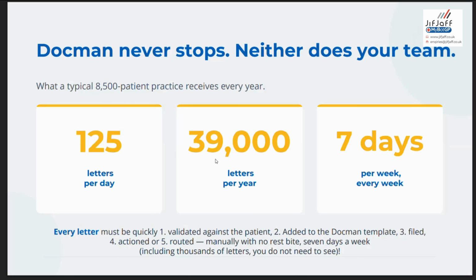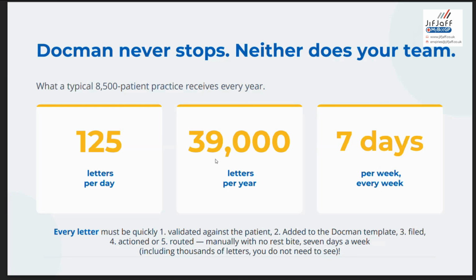So this 8,500 list patient receives approximately 125 letters a day. That number's fairly accurate as well, as it is with Path. Obviously, slightly different patient demographics, you might have slightly more, slightly less. But it's pretty accurate: 125 letters a day, 39,000 letters a year, coming in 7 days a week, and that's on an 8,500 list. So what that means is that the team has to read 39,000 letters a year.